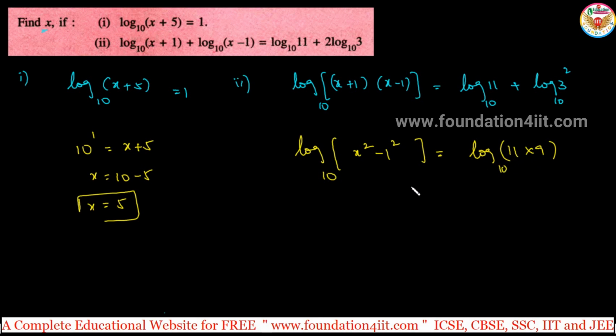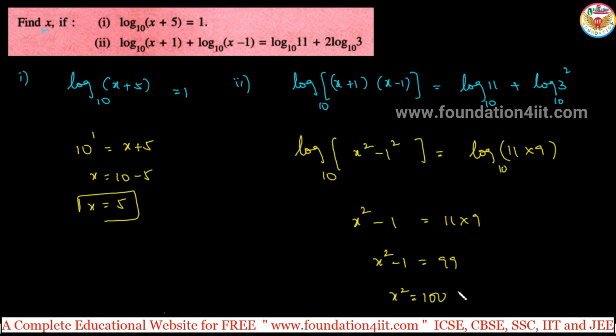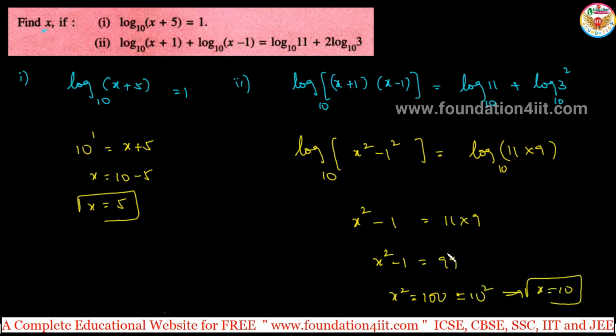We can simplify both the sides. So if you eliminate this log, then x square minus 1 is equal to 11 into 9, that is 99. x square minus 1 is 99, x square is 100. 100 you can write as 10 square. So from this x is equal to 10, right? Plus or minus 10, but you can take the positive value.